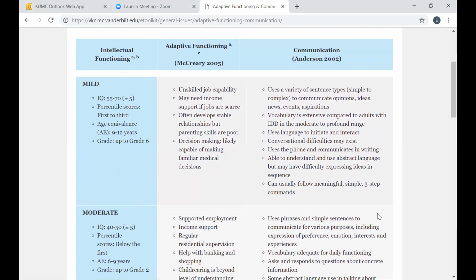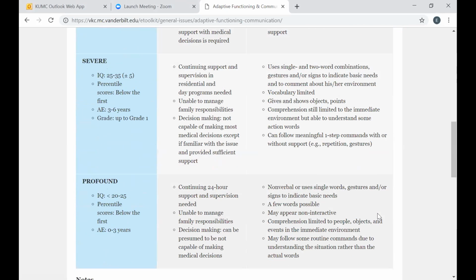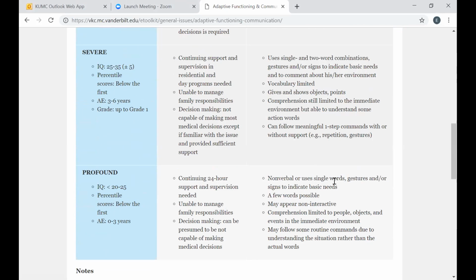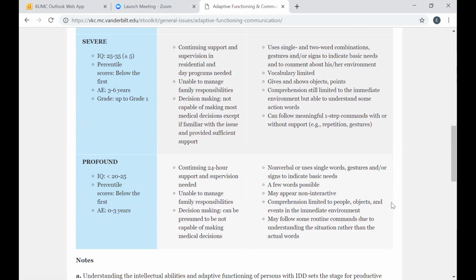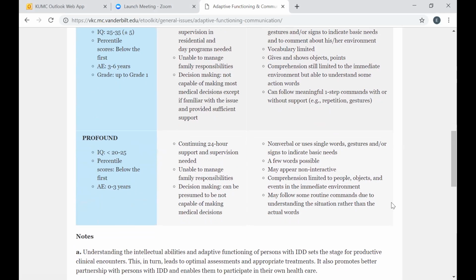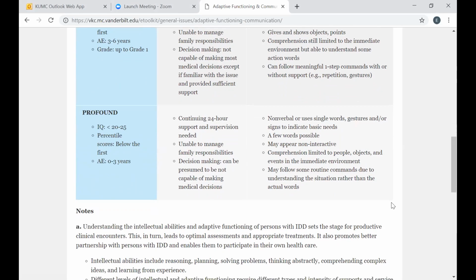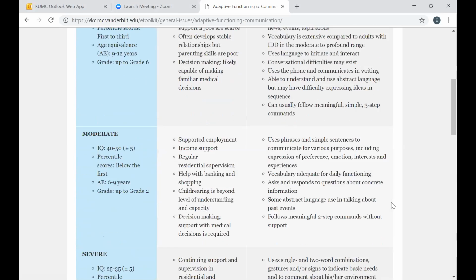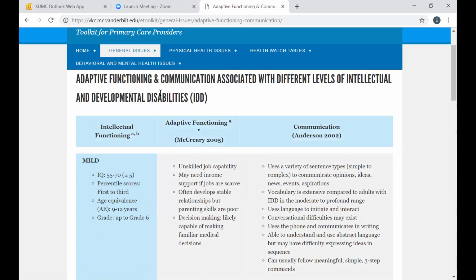And then as we scroll down to severe and profound, it sort of ranks out, they might need more 24-hour supervision, can't make their own decisions. They might be nonverbal. So how do you communicate with that person? So I thought this was an interesting thing to look at if you're trying to figure out how you're going to best communicate with an individual and be successful in that encounter so that they come back, they feel trust in your clinic. So that is that one.